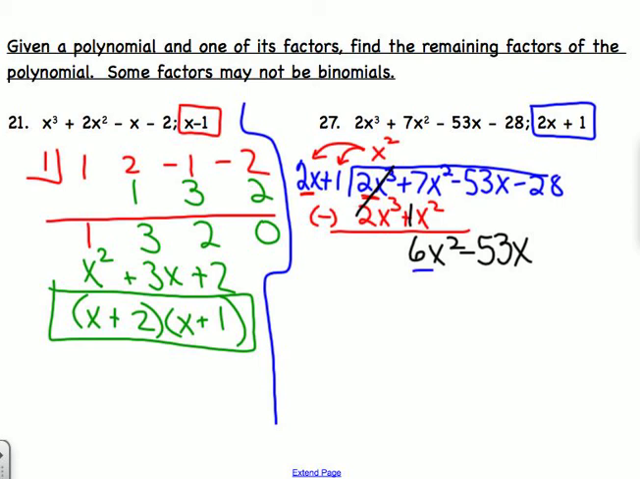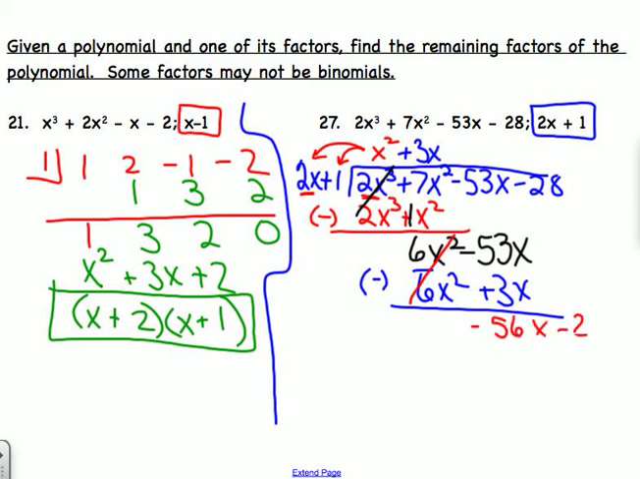2x times what is 6x squared? It'd be 3x. So 3x times 2x is 6x squared. 3x times 1 is 3x. Subtract. This cancels off. Negative 53 minus 3 is negative 56x. Bring down the next term, which is a negative 28.